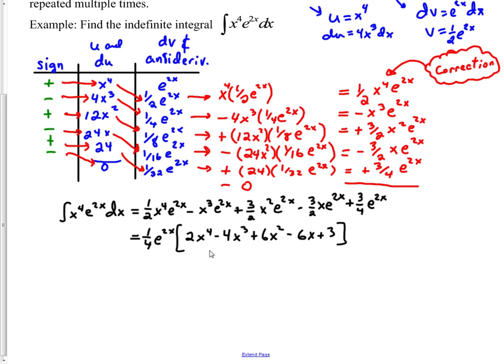1/4 e to the 2x times 2x to the fourth minus 4x cubed, right? It's 1/4 times 4. That's how we get the 1x cubed. 1/4 of 6x is 3/2, right? 1/4 of 6 is 3/2. So 1 plus 6x squared minus 6x plus 3. That's a little bit easier to handle as far as an expression that we could use later is concerned. But in any case, there we go. That is our answer. So we're done with this one.